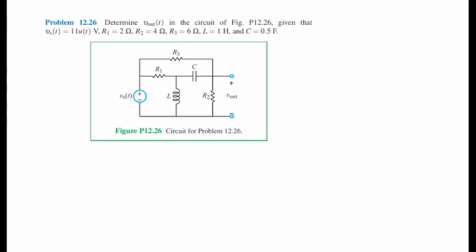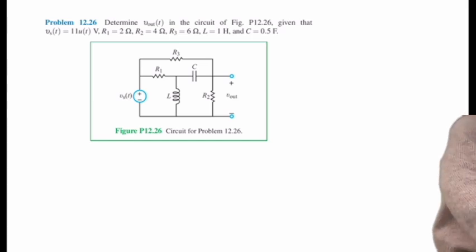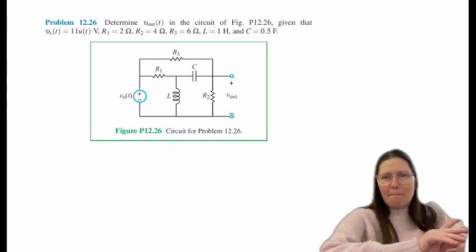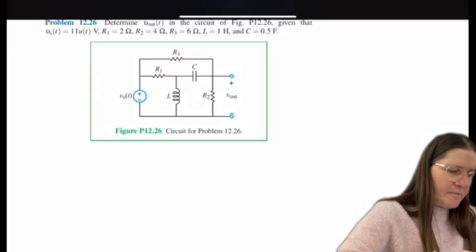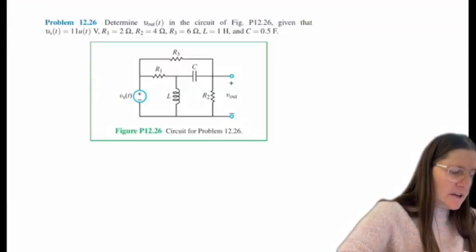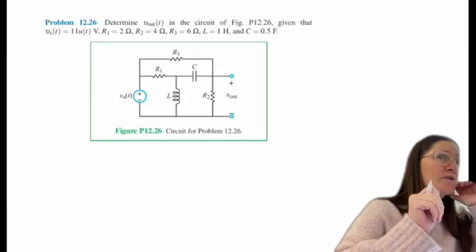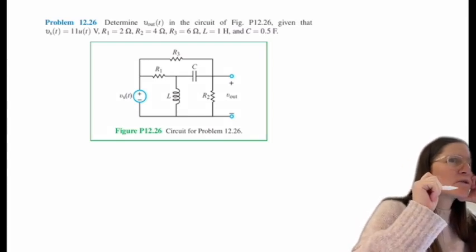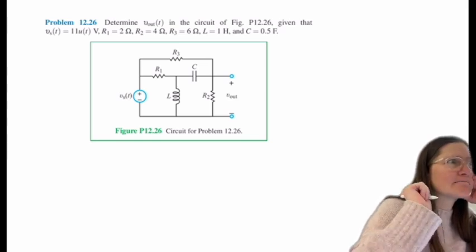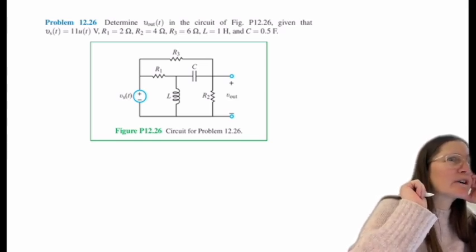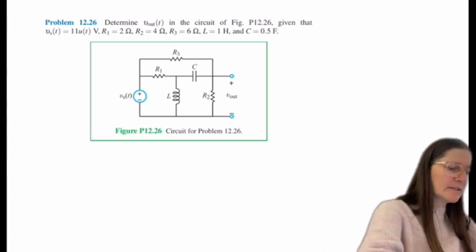Trickier. In the estimating, that changes over to the Laplace transform. So instead of being 11 u of t, it'd be 11 over s. Correct. Yeah. So the value of that source is 11 over s.